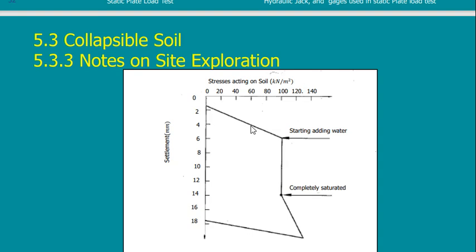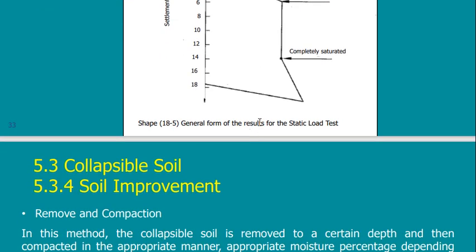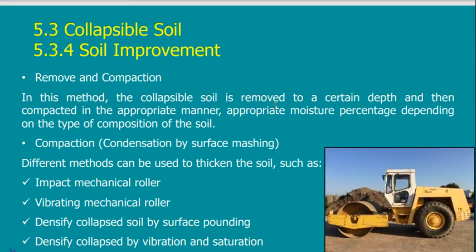If before it could carry a lot of load to have a settlement of 1 centimeter, in this case it will maybe take less load to have this settlement of 1 centimeter. So this is the main difference. From this chart we can analyze the soil very well and know exactly how problematic this type of soil is.